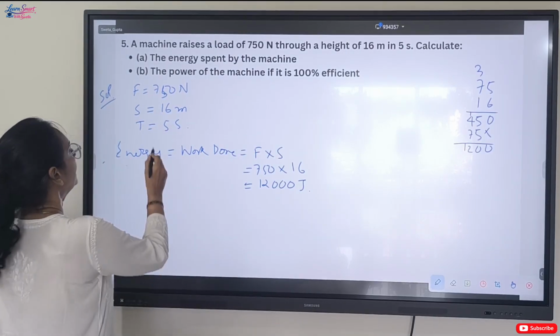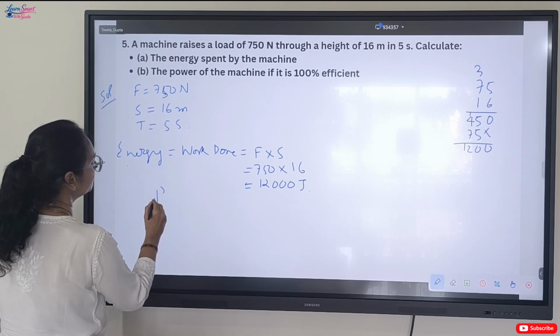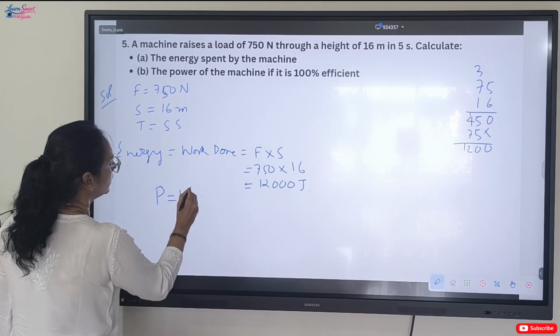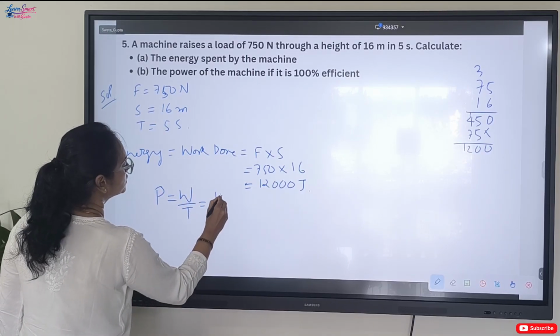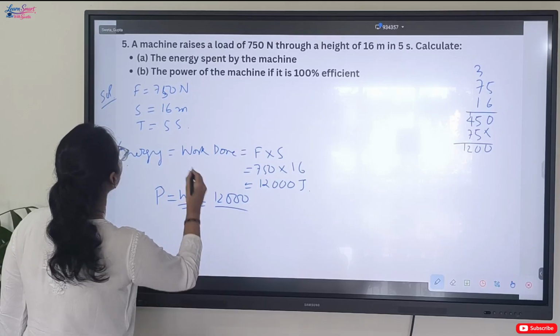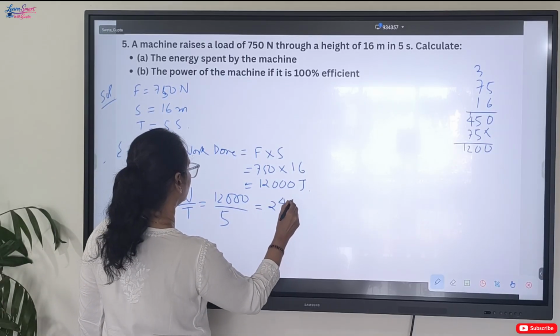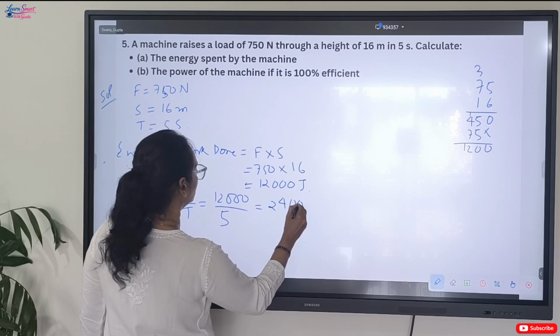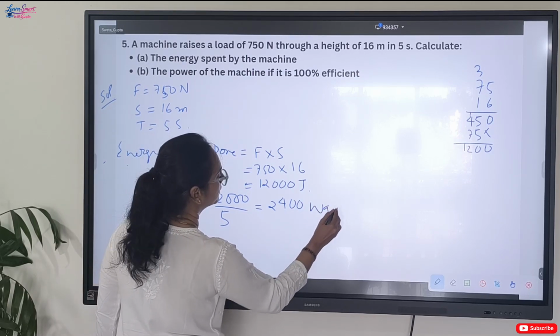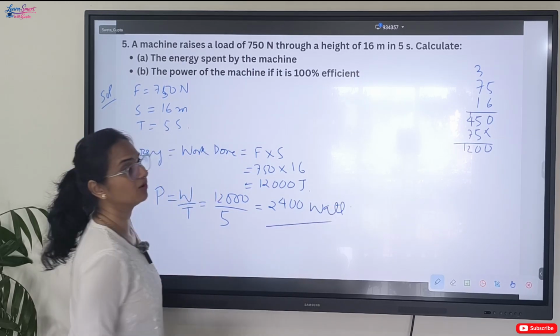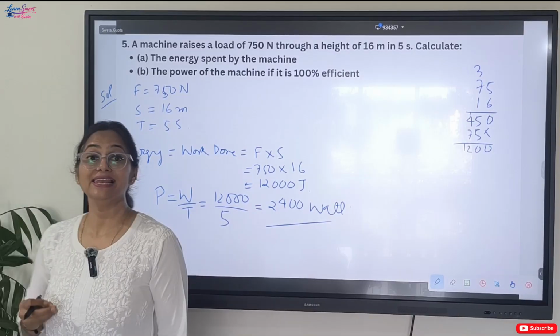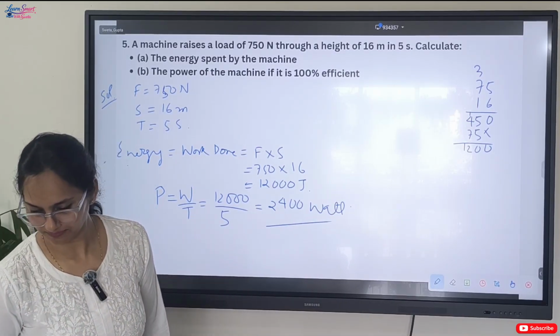Work done we got. And now we have to calculate the power. Simple. Power is equal to work done upon time taken, which is 12,000 upon 5. And we will get 2400 watt. And this is how very simply we can calculate. Let's see the next question.